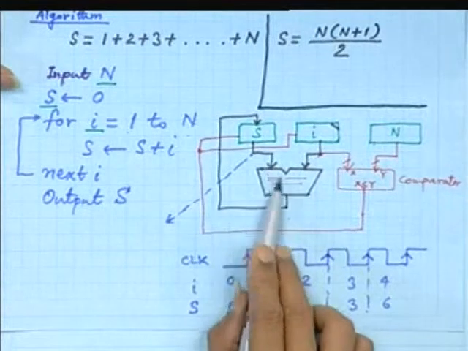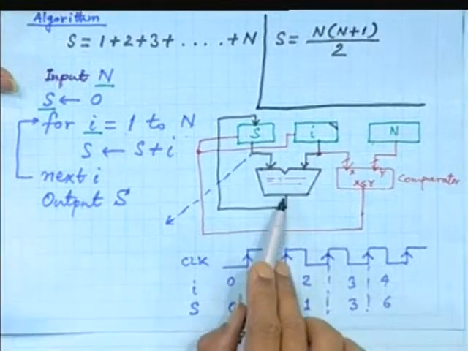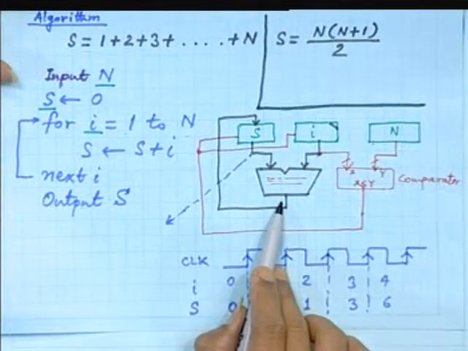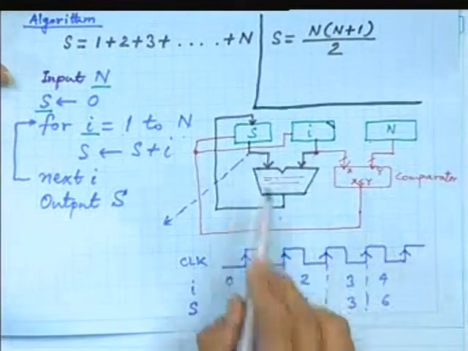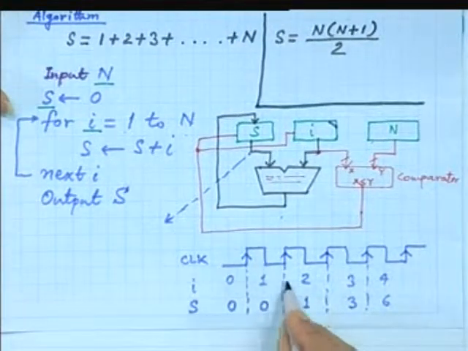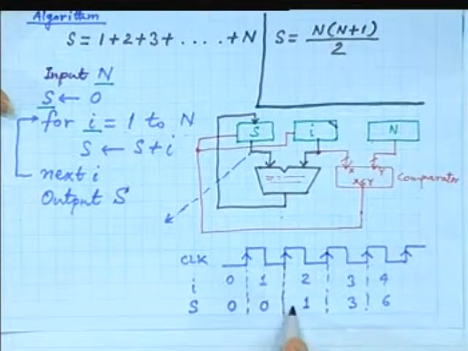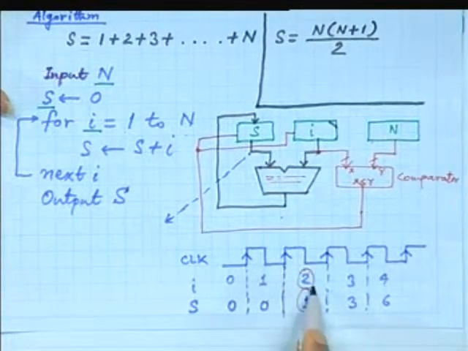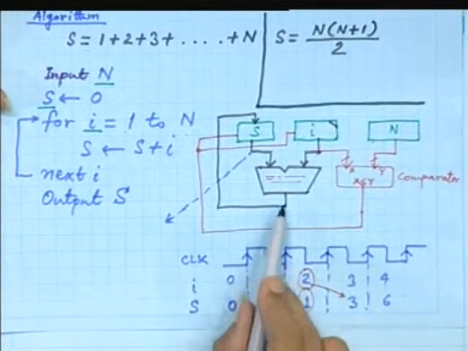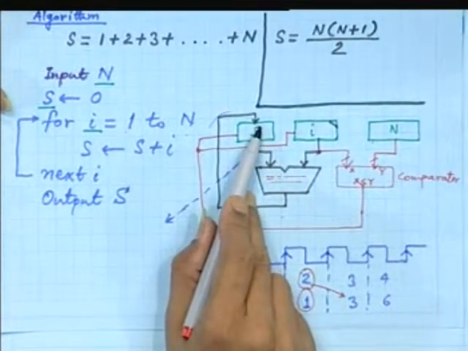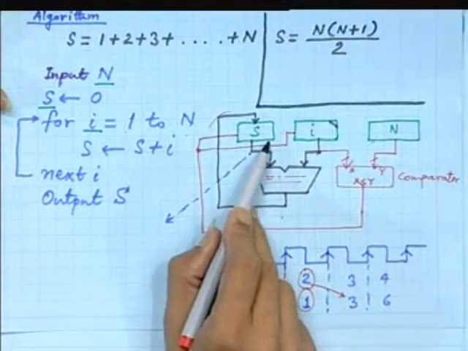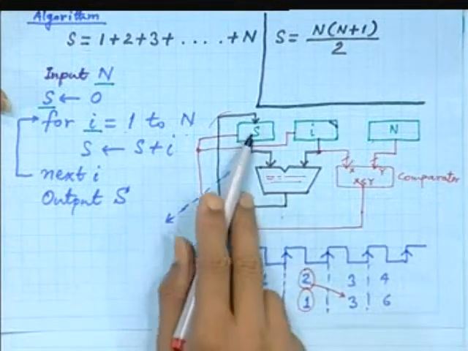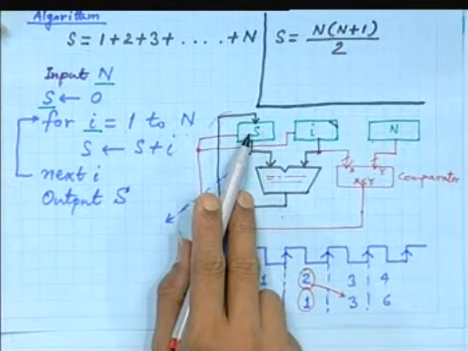But let us assume that it takes 1 nanosecond to complete one such addition. So whenever the S value is changing, say at this clock edge it is becoming 0 to 1, now the adder will take 1 nanosecond to add up this 2 and 1 and produce the result 3. Unless that 3 is presented before the register, it cannot be latched properly. So if the clock edge occurs before 1 nanosecond, it will perhaps latch some erroneous result.